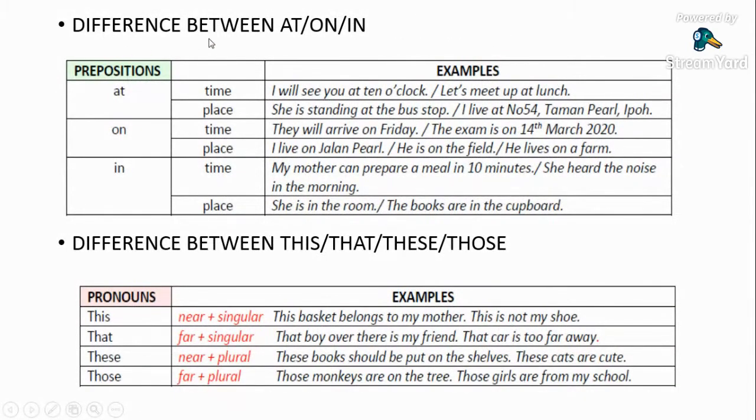Please learn the difference between at, on and in. At for time and place. On for time and place. In for time and place. And the difference between this, that, these, those, you should learn. Which is near, which is singular, which is far, which is plural, please learn.